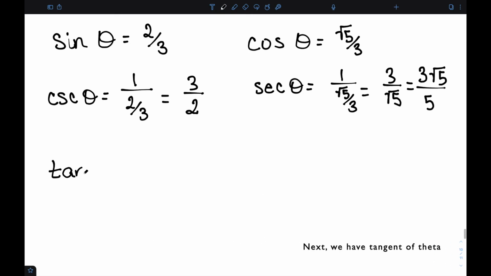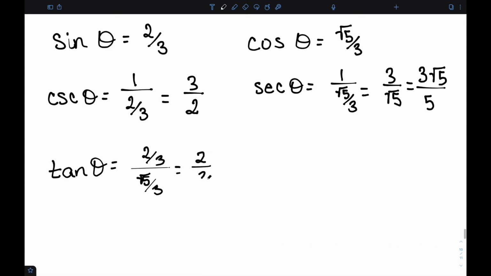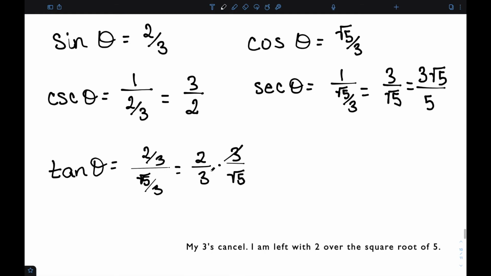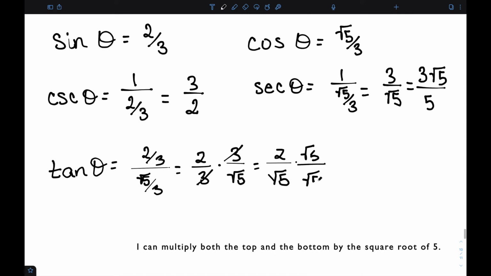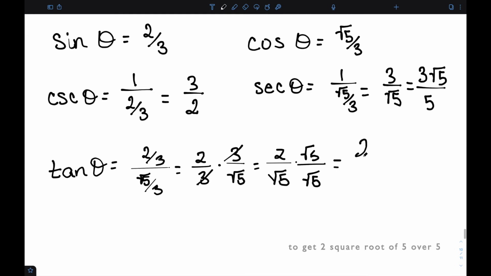Next, we have tangent of theta, which is sine divided by cosine. And remember, when I divide by a fraction, I flip it and multiply. My 3's cancel. I'm left with 2 over the square root of 5. I can multiply both the top and the bottom by the square root of 5 to get 2 square root of 5 over 5 for my tangent.